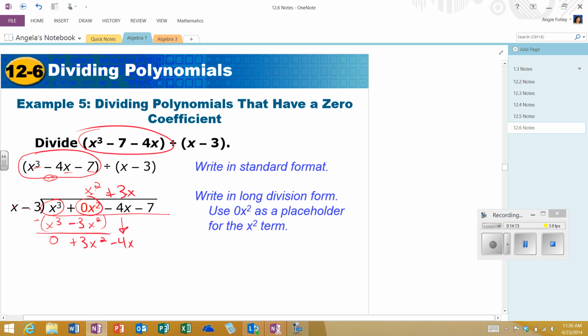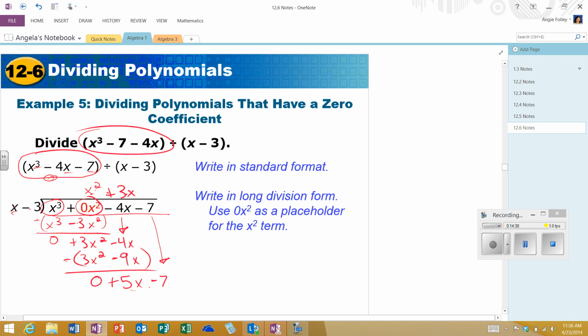So positive 3x times x is 3x squared. 3x times a minus 3 is a minus 9x. When I subtract the quantity, I get a 0 here. This becomes a positive 9. So that makes it positive 5x, because a positive 9 and a negative 4 is positive 5x. I need to bring my negative 7 down.